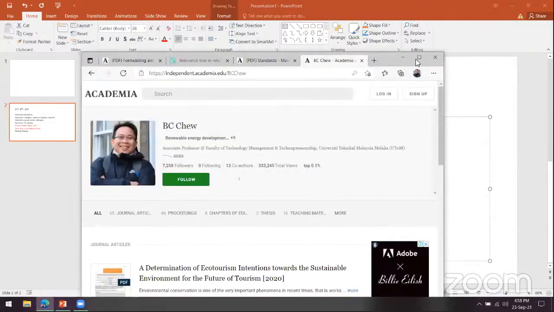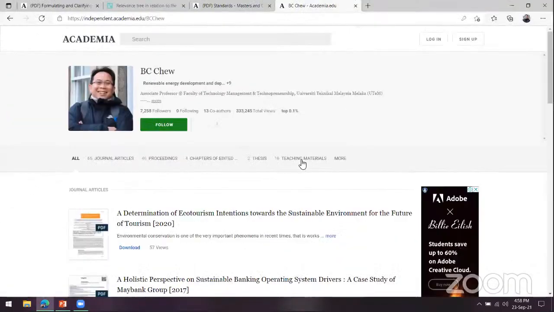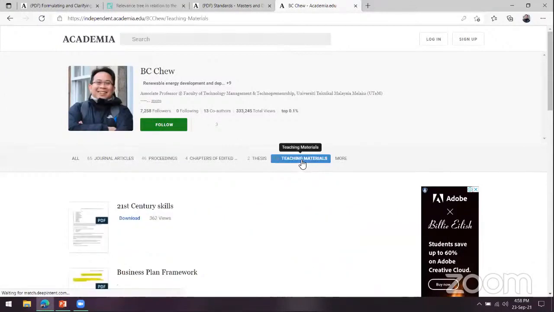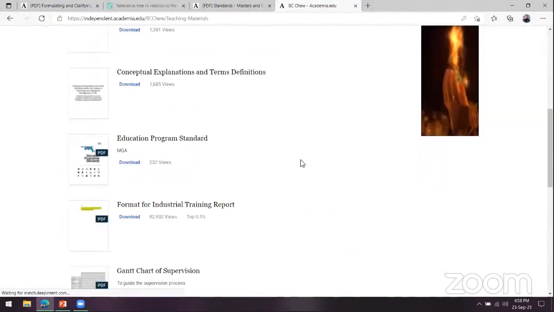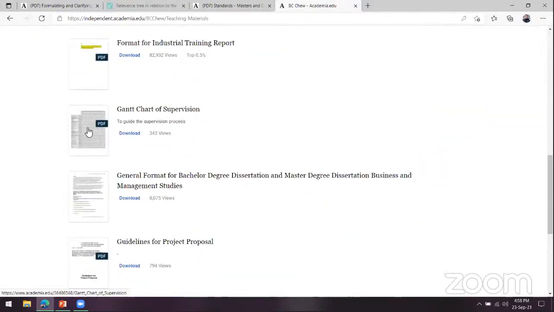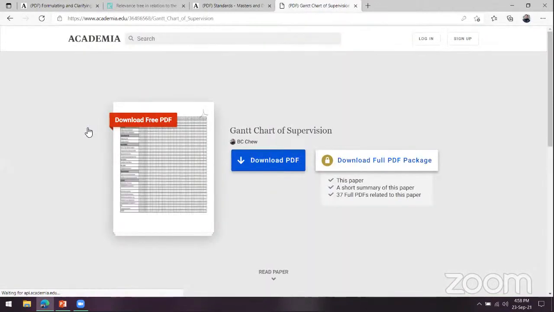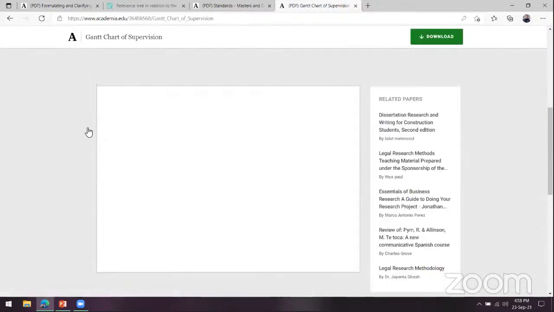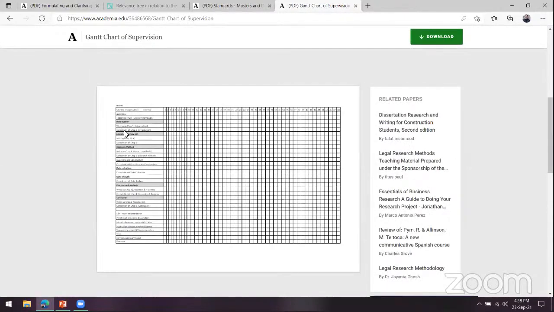Okay. So as I say, you can always get back here. It's under the teaching materials. I mean, this is handy for some of you. If you think it's useful, please use it. I also have one we call the Gantt chart for supervision. You can always download it and have a look whether this is going to be helpful for your planning. At least we do our planning.